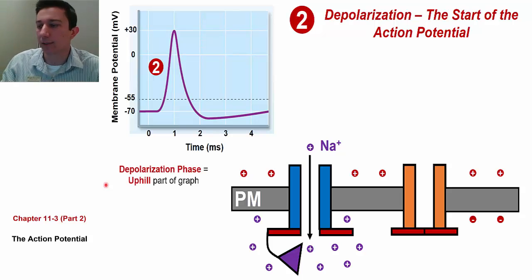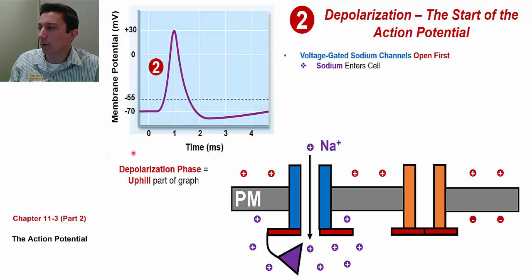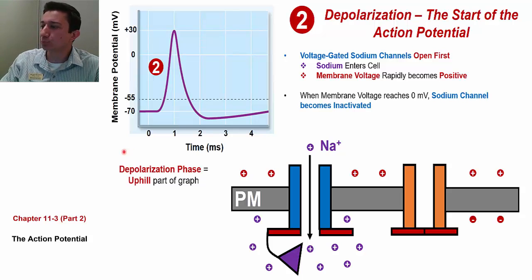And this first part of the action potential is called the depolarization phase, or it's represented by the uphill part of our graph here. So recall that depolarization is when membrane voltage moves towards zero or becomes less negative. During the depolarization phase is when voltage-gated sodium channels are opening and letting sodium come into our cell here. So we're seeing a rise in membrane voltage because our voltage-gated sodium channels are letting sodium come into our cell. So sodium is going to enter the cell. The membrane voltage is going to rise rapidly and become positive.